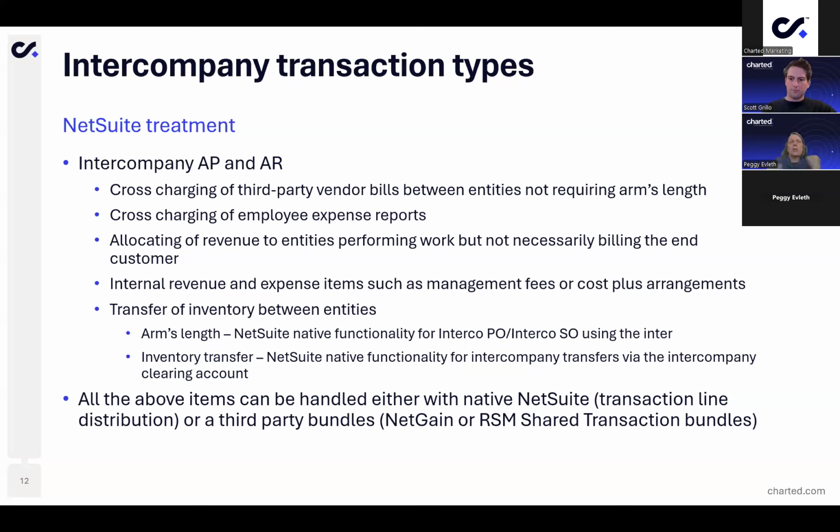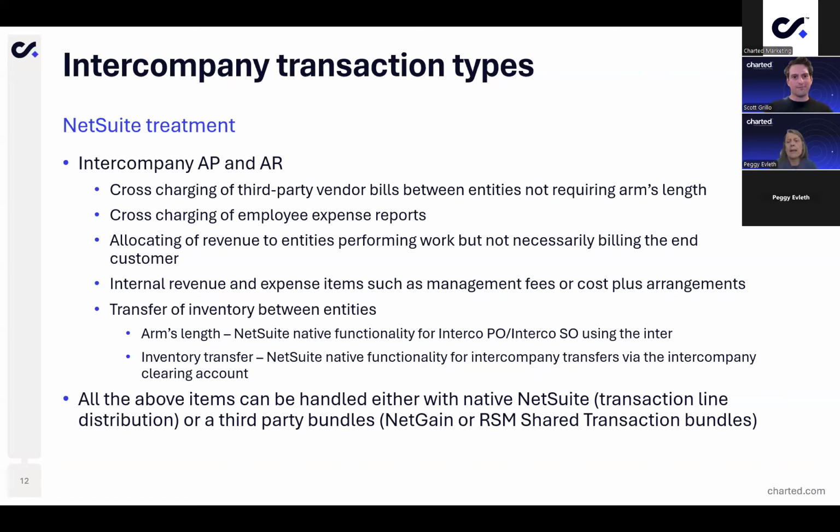Cross-charging of employee expense reports: again, you can do this. You treat them as that transaction type, and then allocate the line items. Again, allocation of revenue for entities performing work but not necessarily billing the customer. The billing entity, on a line item basis, should be allocating its revenue back to who it belongs to.